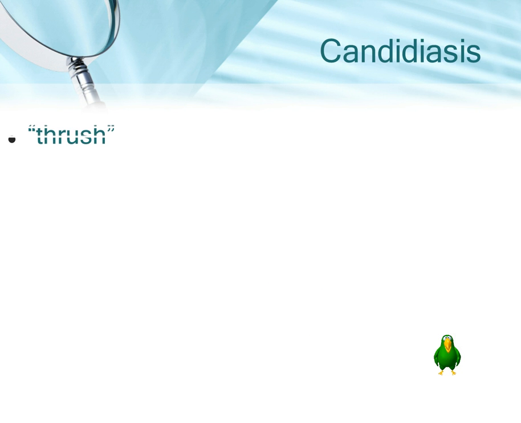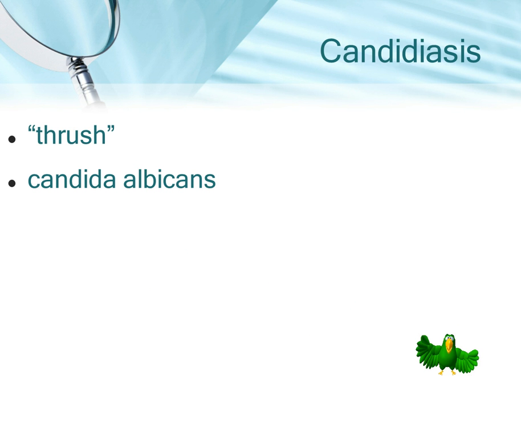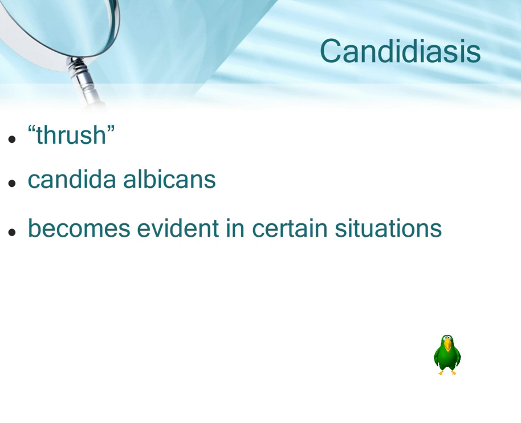Candidiasis or thrush is another leukoplakic lesion. Candidiasis is caused by a fungus named Candida albicans. Candida albicans is present in everyone, but it's not typically seen under normal conditions. Some conditions are associated with outbreaks of Candida albicans. Some examples include diabetes, when a person is taking an antibiotic, and immunosuppression.